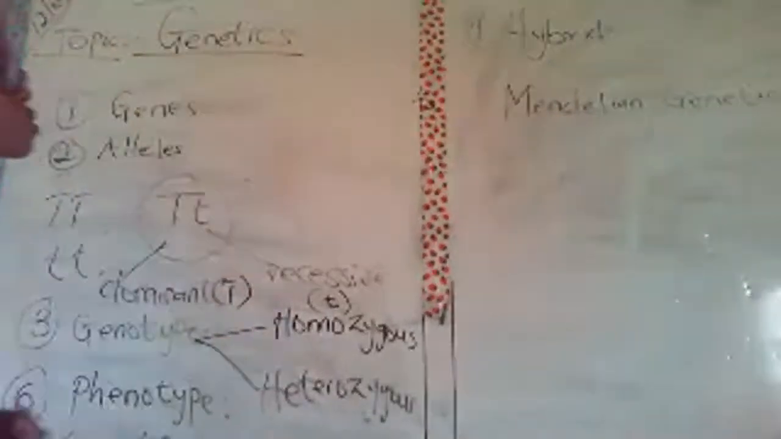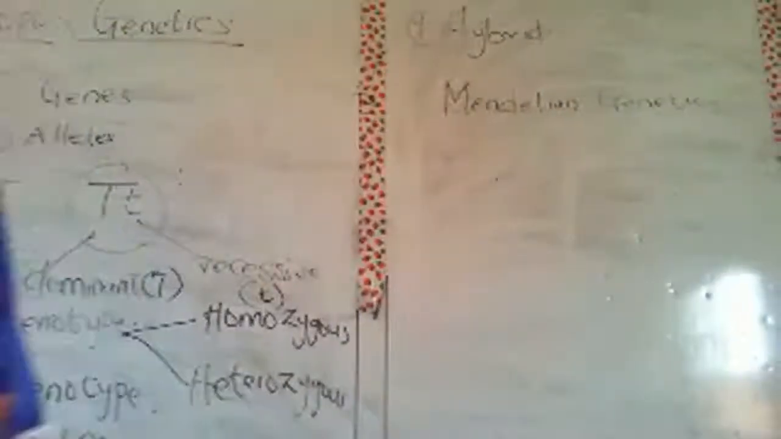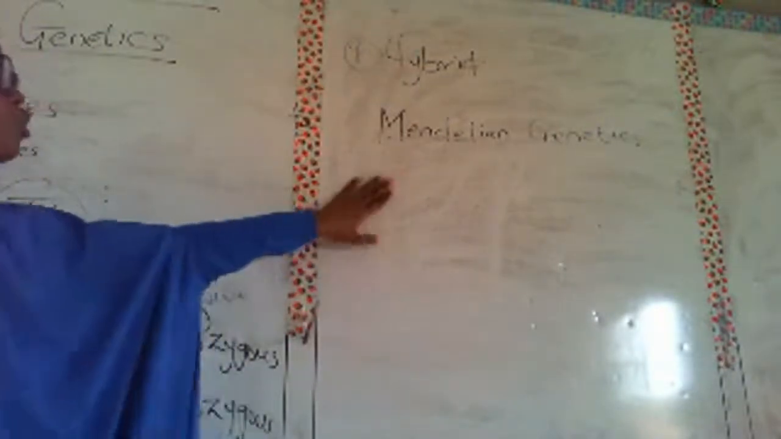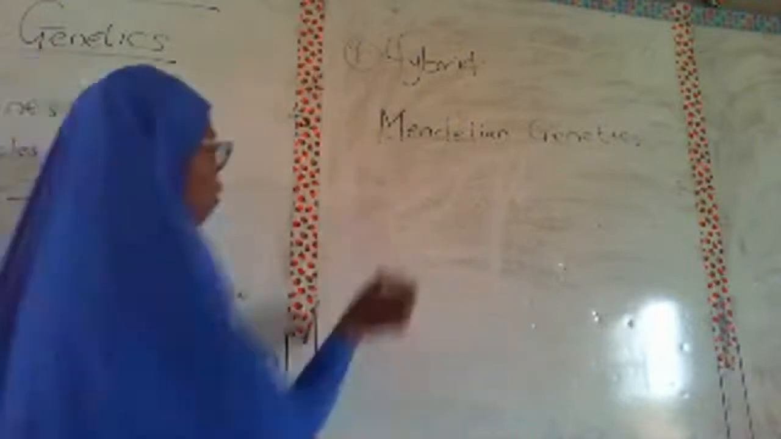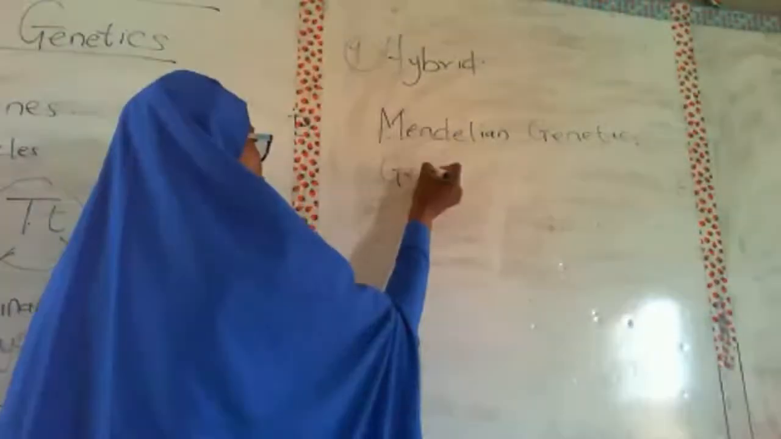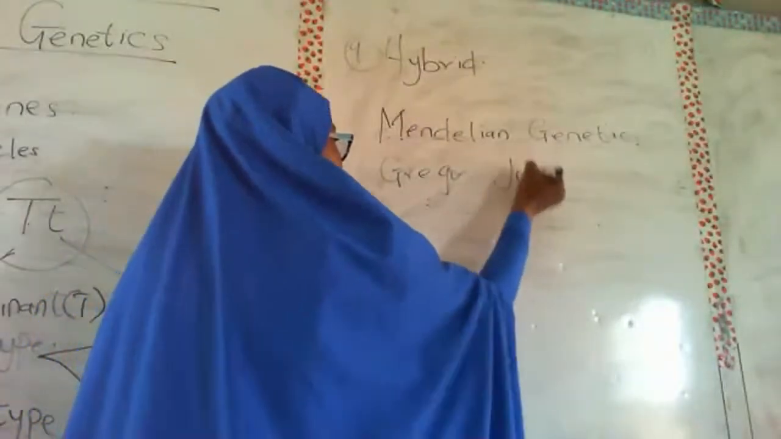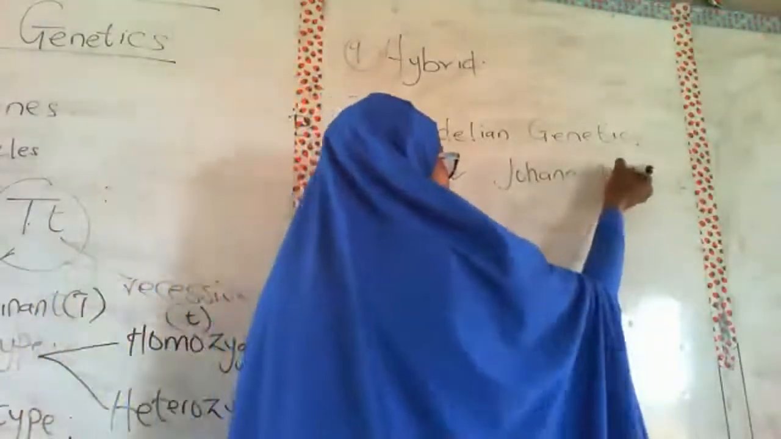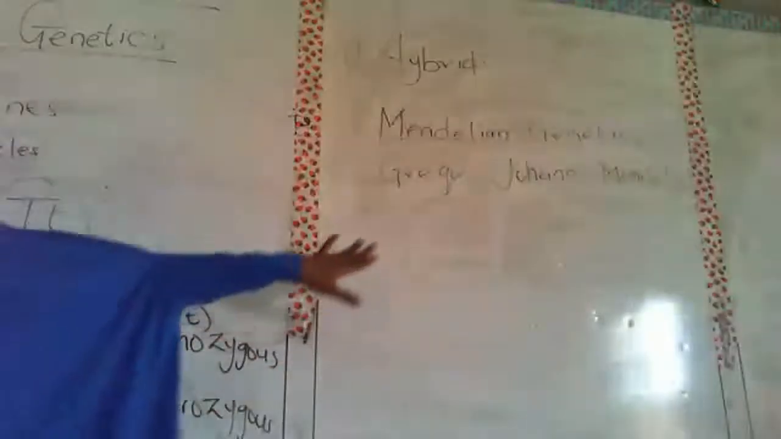Now we want to move to Mendelian genetics. If you wonder what is Mendelian genetics, this Mendelian is from someone's name, Mendel. Mendel is the father of genetics. His name is Gregor Johann Mendel.